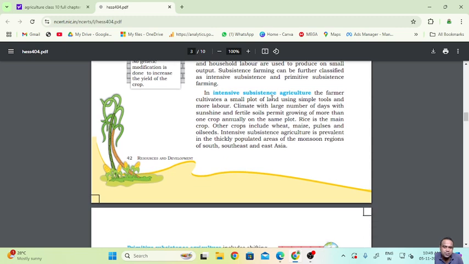In intensive subsistence agriculture, the farmer cultivates a small plot of land using simple tools and more labor. Climate with a large number of days with sunshine and fertile soil permit growing of more than one crop annually on the same plot. Rice is the main crop. Other crops include wheat, maize, pulses and oil seeds. Intensive subsistence agriculture is prevalent in thickly populated areas of the monsoon regions of South, Southeast and East Asia.